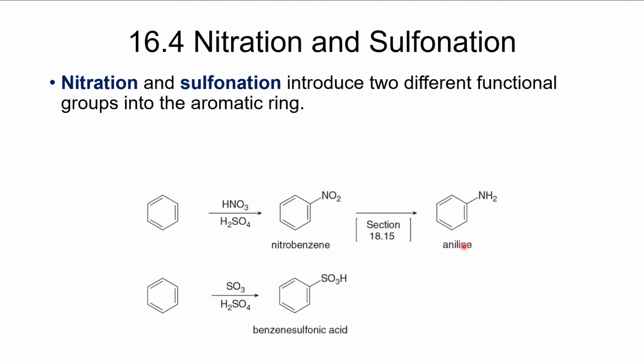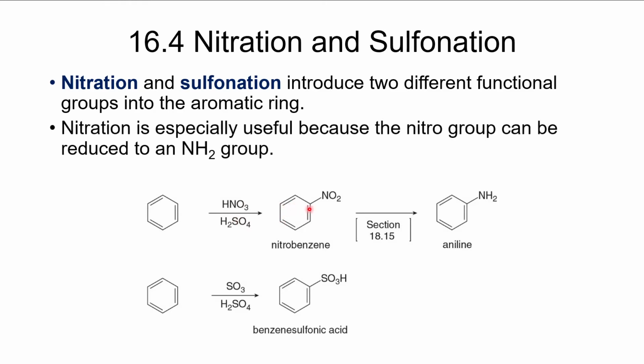All right, so if we take benzene, we can treat benzene with nitric acid. So we take concentrated nitric acid and put it in with concentrated sulfuric acid, and we can do nitration. And then one particularly useful thing about this is we can take that nitro group and produce this aniline group using a reduction mechanism that we will talk about a little later in this chapter. It's not actually chapter 18. This is an old graphic. It's in this chapter, chapter 16.